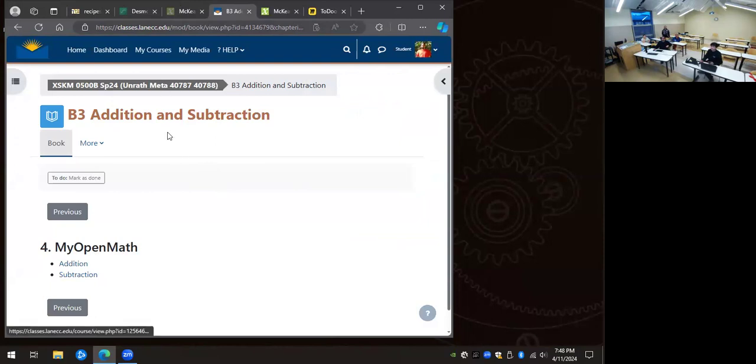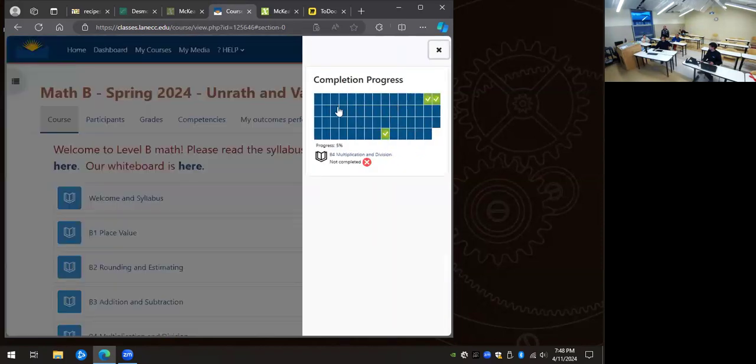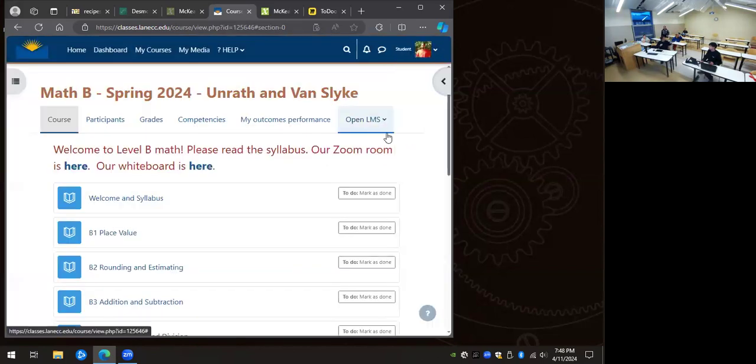Yeah, so for all of our topics, so far we've done place value, rounding and estimating, and now the addition part of addition and subtraction. Okay, and you'll see on your main page, these blue boxes get checked off as you do more stuff. So you can feel happy with getting more things checked.